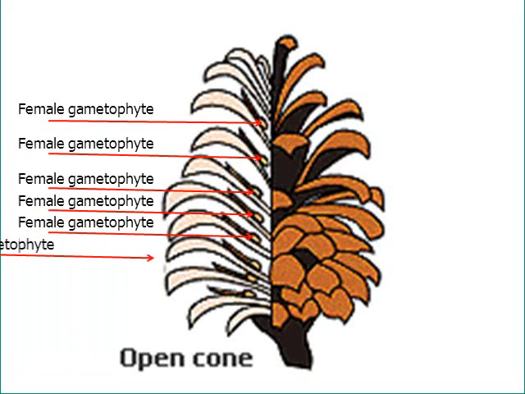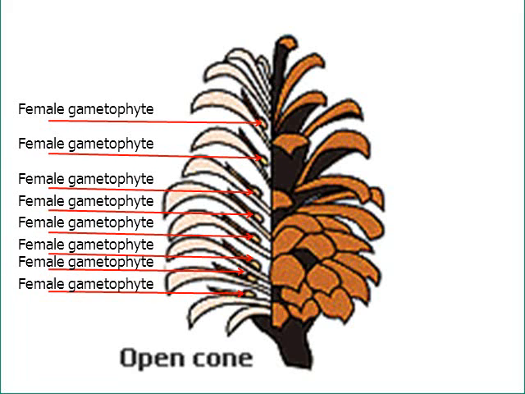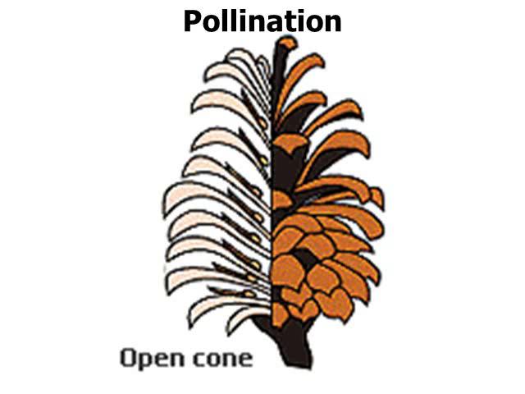So a single cone might hold a couple dozen female gametophytes. Every one of them might be pollinated. So watch. In pollination, here we see pollen, a whole bunch of pollen land. Each little individual scale there received a pollen grain. And so if you have 12 pollens land on 12 female gametophytes, chances are you're eventually going to get 12 seeds.